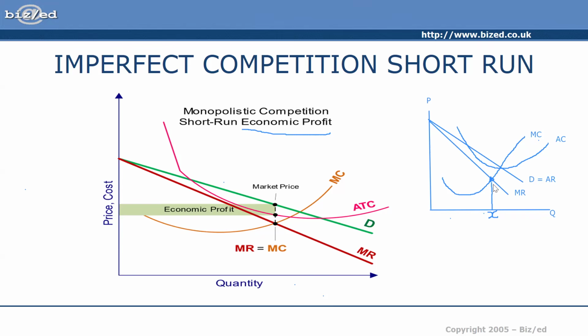So in this case, when I produce X, if I keep going straight up to the average cost curve, my average cost is here. This is my average cost. But my average revenue, if I keep going straight up, is up here. So my average revenue is greater than my average cost, which means I am making supernormal profits.